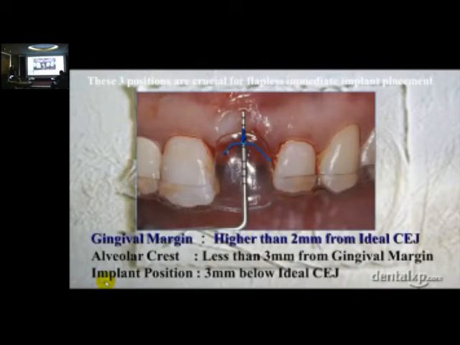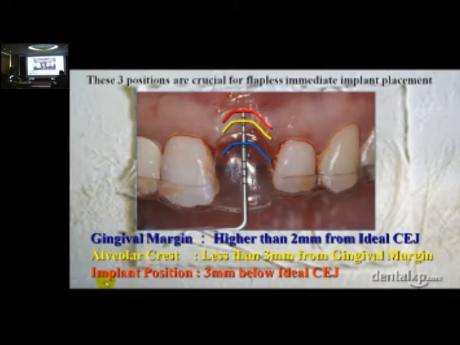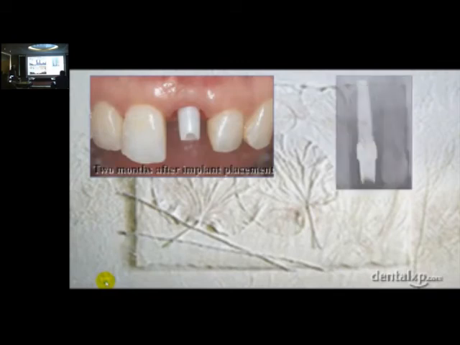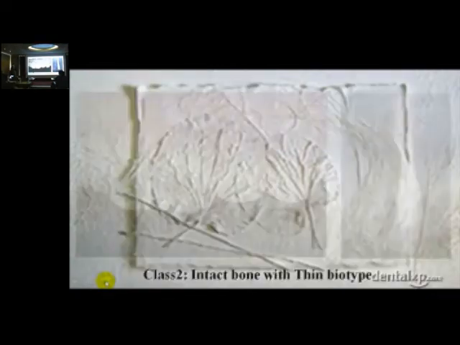Gingival margin level should be 2 mm higher than the clinical CEJ. Alveolar crest bone should be 3 mm below the gingival margin, and the implant should be placed 3 mm below the clinical CEJ. These three positions are crucial for flapless immediate implant placement. 2 months after implant placement, the final abutment, a zero abutment, was set, and the provisional restoration was set and adjusted. And this is the final result.